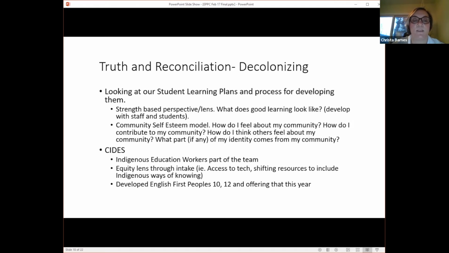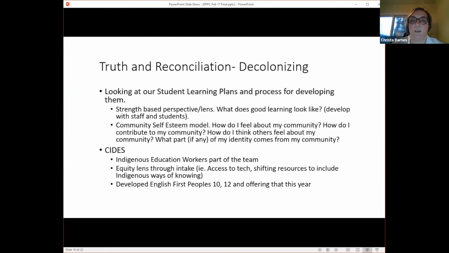In terms of sites, we've added Indigenous education workers as part of their team, who are doing lots of outreach and have kids coming on site and home visits and meeting with families, and also integrating some of their work into the online portion, looking at the intake process through an equity lens. So ensuring that families have access to technology. If they're unable to access things through technology, how else can they provide the materials?